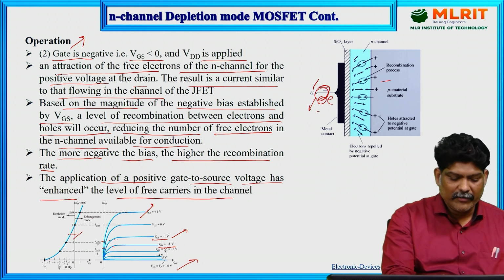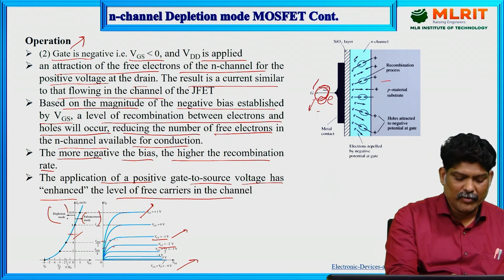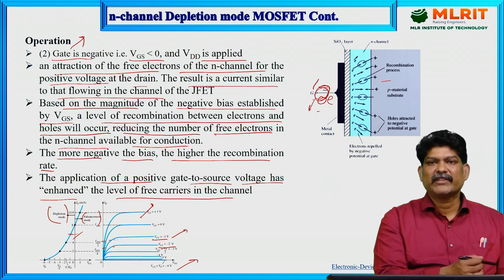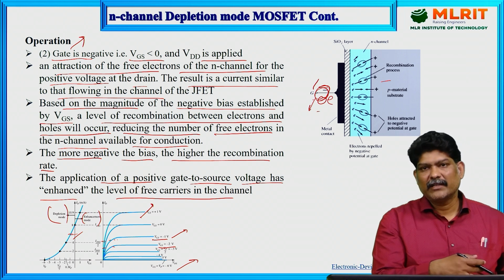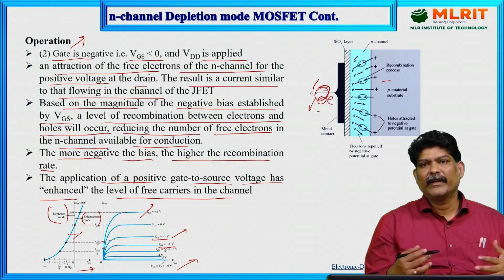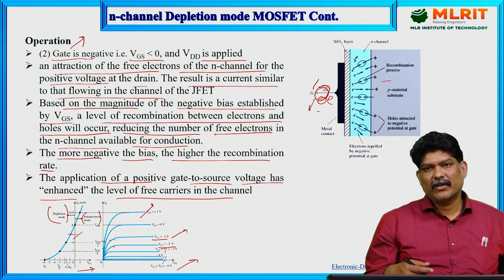Here we have two modes in the transfer characteristics, enhancement mode and depletion mode. When VGS is less than 0, we can say it is depletion mode, where the charge carriers will be reduced, whereas if VGS is positive, the negative charge carriers will be enhanced or increased.